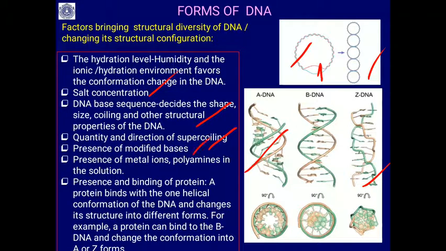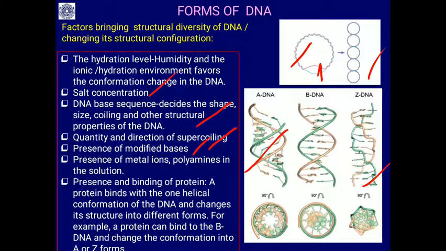Presence of modified bases. The bases are usually the normal bases, adenine, guanine, cytosine, thymine, you know those DNA bases. Sometimes these DNA bases are methylated, so they are modified bases. Then the presence of metal ions, or else polyamines, the low molecular weight bases. If these are present in the solution, they change the DNA from B to different forms.